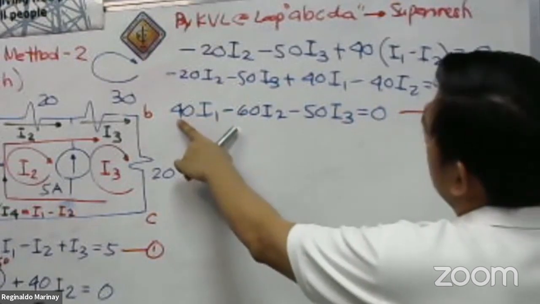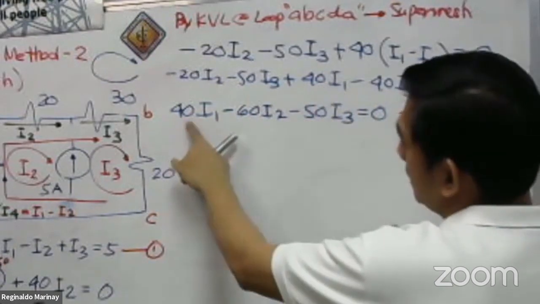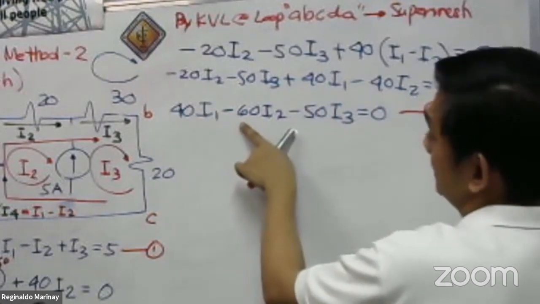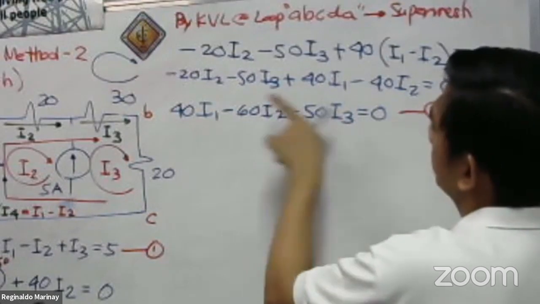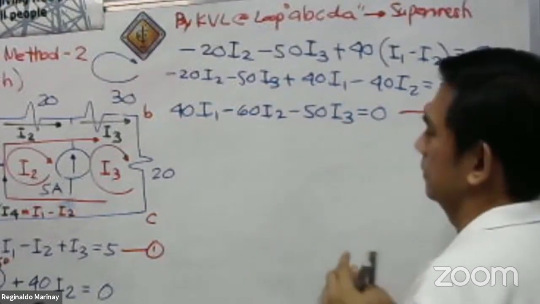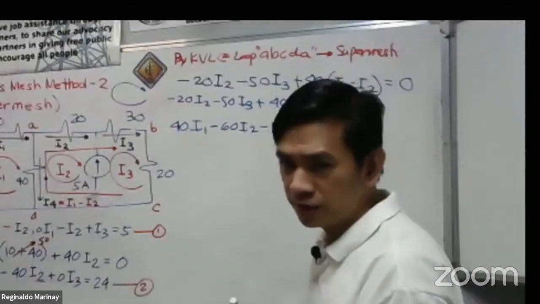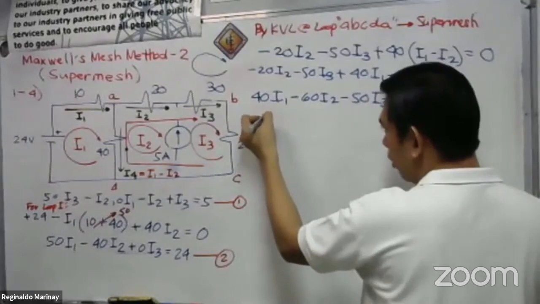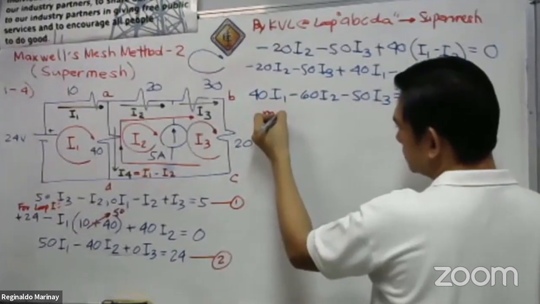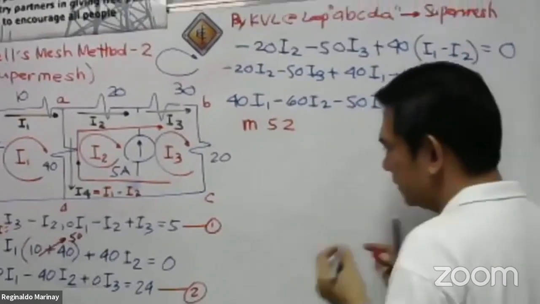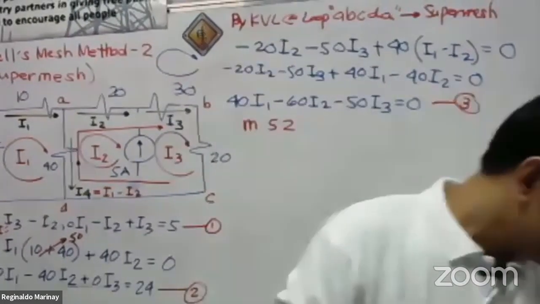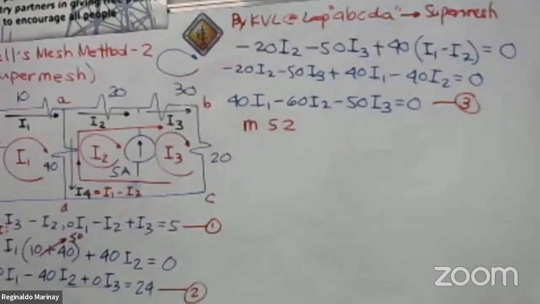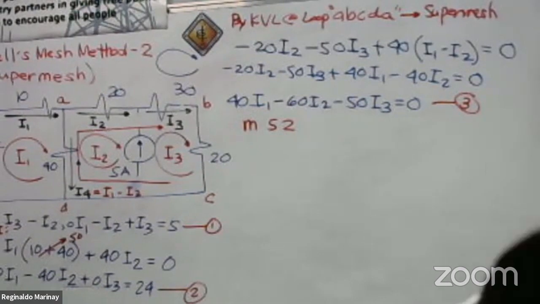Okay, so this is our 40 I sub 1. Then we have here negative 20, negative 40, that's negative 60 I sub 2. Then we have here negative 50 I sub 3. Okay, now, we are ready for our calculator. So, let us have now mode. Mode 5, 2 in our calculator. So, okay, so what will be our value for our I1, I2, and I3?